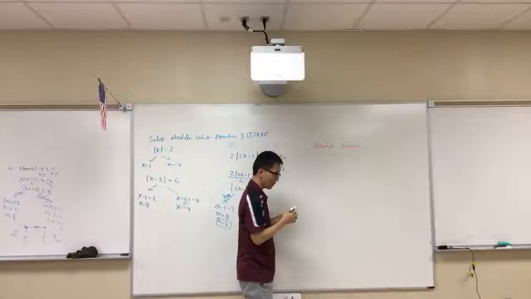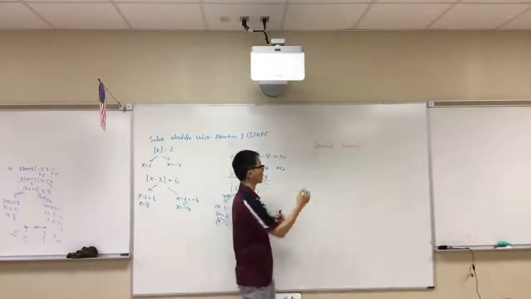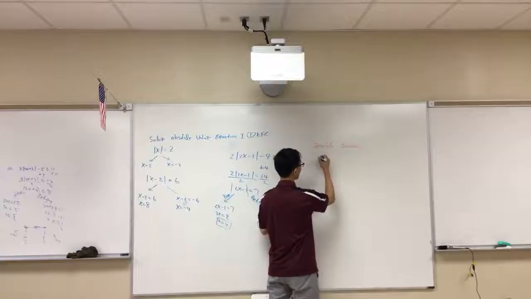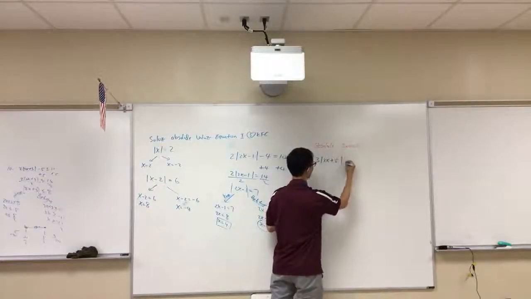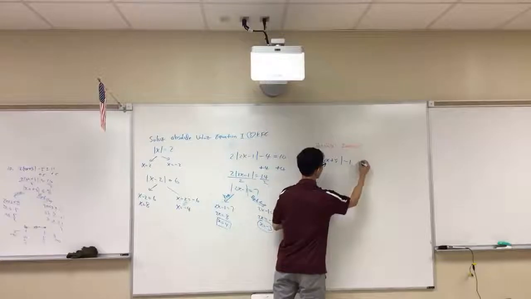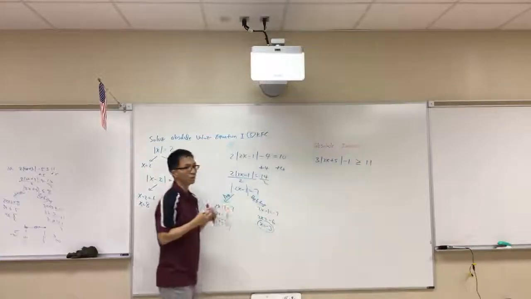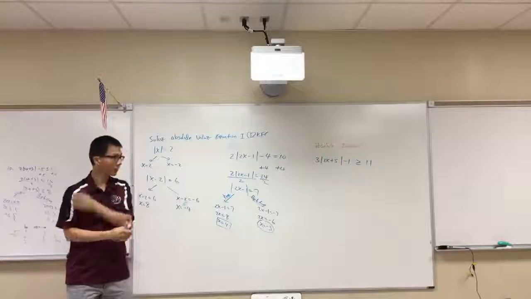Okay, so absolute value inequality is going to be different, but the process of solving the problem is actually the same. So I want you to try this one: 3 times the absolute value of 2x plus 5, minus 1, is greater than, let's go with 11. And we're going to talk about the last two parts.